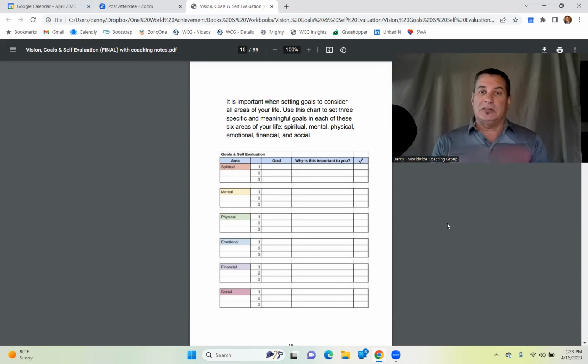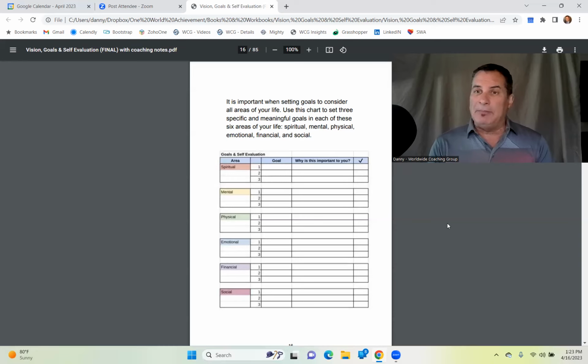So use this chart to set these 3 specific and meaningful goals. Take some time to do this spiritually. What are your goals? That could be anything like to say, I'm going to do more meditation. Maybe that is you want to be more active in a spiritual community. Maybe that is that you want to read and study more. Whatever it is that's important to you, write those down.